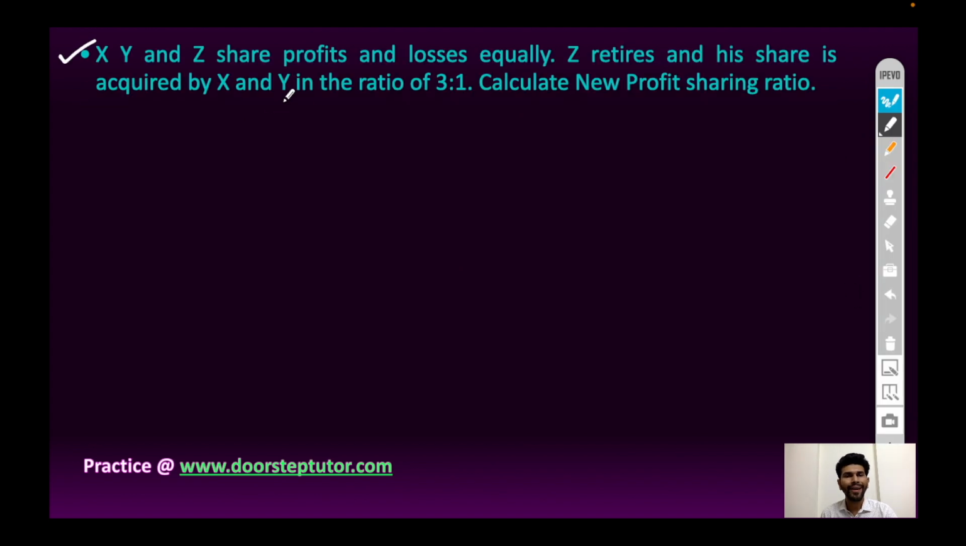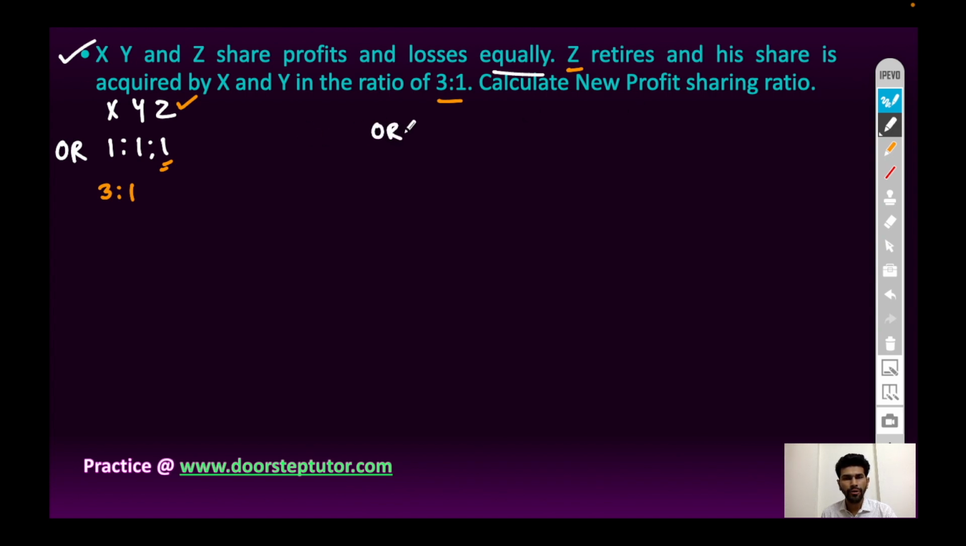Next, X, Y, and Z share profit and losses equally. Old partners are X, Y, Z. Old ratio is equal, 1 is to 1 is to 1. Mr. Z retires from the business and his share is acquired by X and Y in the ratio of 3 is to 1. So, Mr. Z's share will be distributed among remaining partners in the ratio of 3 is to 1. Calculate new profit sharing ratio.